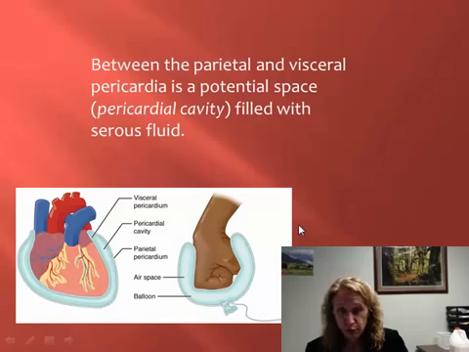Between the parietal and visceral pericardia is a potential space called the pericardial cavity, and this space is filled with serous fluid as a type of shock absorber.